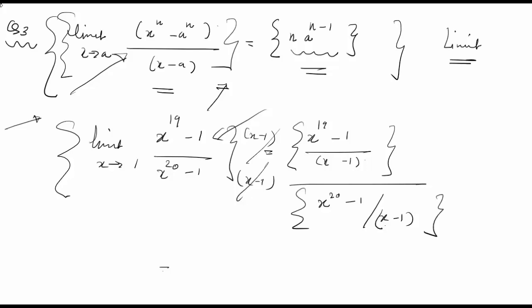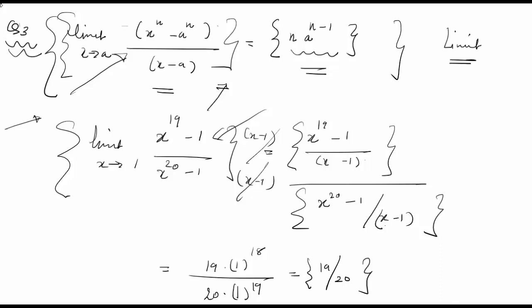When you apply the formula, it will be 19 into 1 raised to 18 divided by 20 into 1 raised to 19. So this is 19 by 20, which is the answer. So that's how you can solve a limit which is in this form, x raised to n minus a raised to n, where x is a function of x and a is a constant.